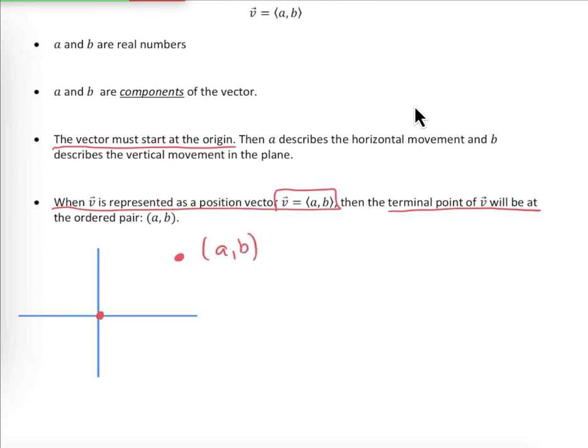Now (A, B) with soft brackets is an ordered pair representing the terminal point, but the vector V is represented with pointy brackets, and that is the directed line segment that has both magnitude and direction. So when we have pointy bracket notation, it means that the terminal point of our vector is going to be at the ordered pair (A, B), soft brackets on ordered pairs.